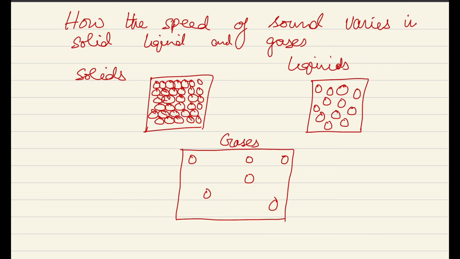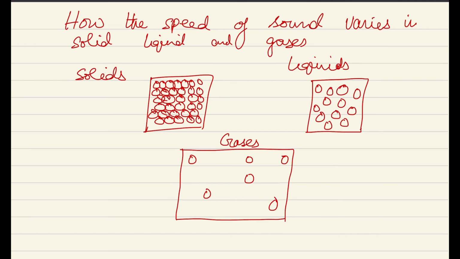So the speed of sound in solids, liquids, and gases depends wholly on the positions of the particles. Since the particles in solids are close to each other, the sound will travel faster. In liquids, the particles are a bit away from each other, so the sound will travel a bit slower. And in gases, of course, the particles are away from each other, so the sound will travel at the slowest speed possible. But in vacuum, since there are no particles, the sound will never travel.